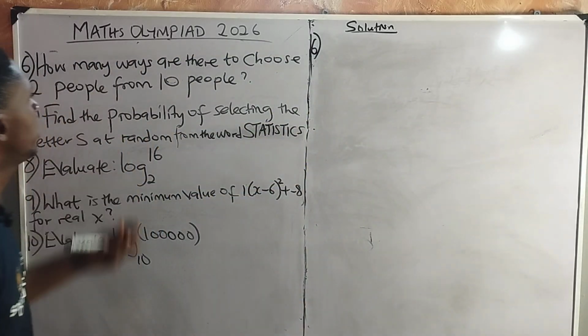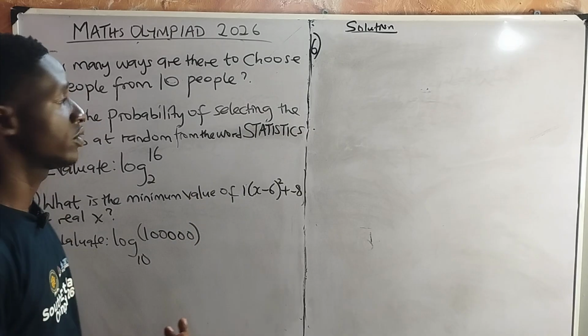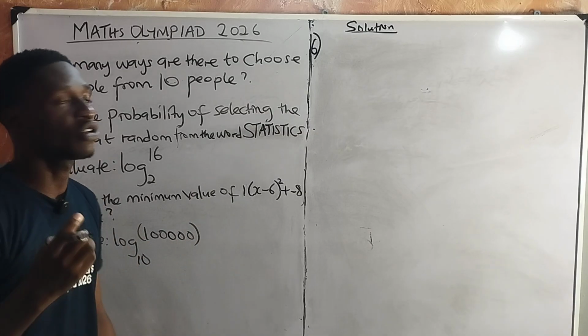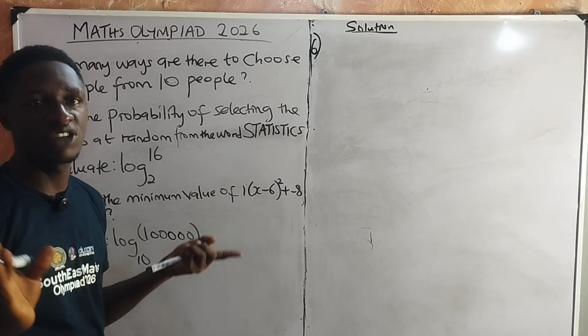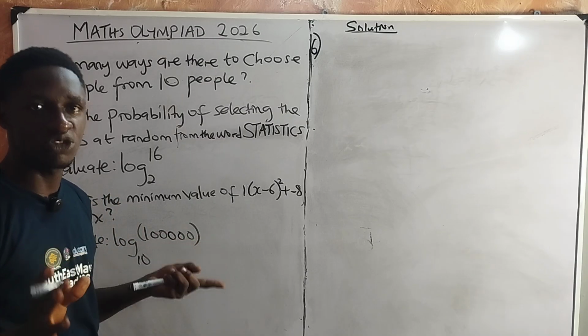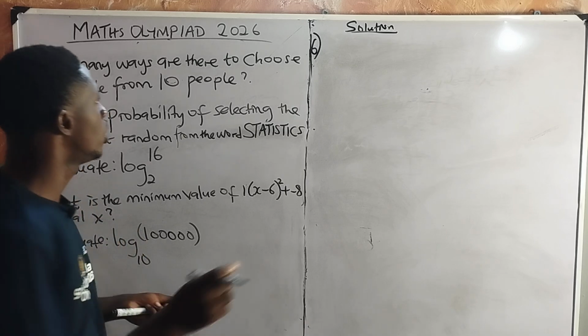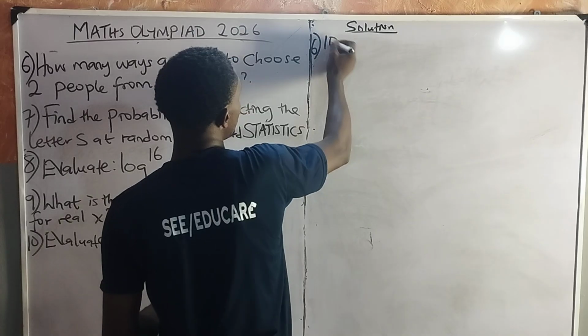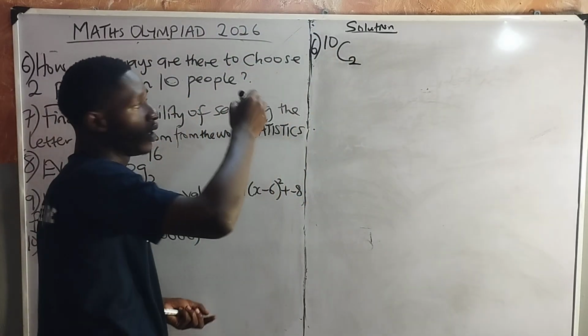How many ways are there to choose 2 people from 10 people? How many ways? We have what is called permutation and combination. When you are trying to choose people, order is not important. The arrangement, the order is not important. So when order is not important, we will talk about combination. So we have 10 people in total. This is combination. We want to pick 2 from them.